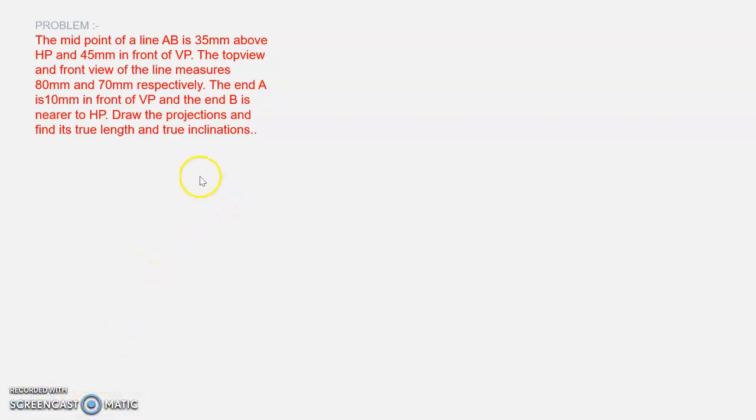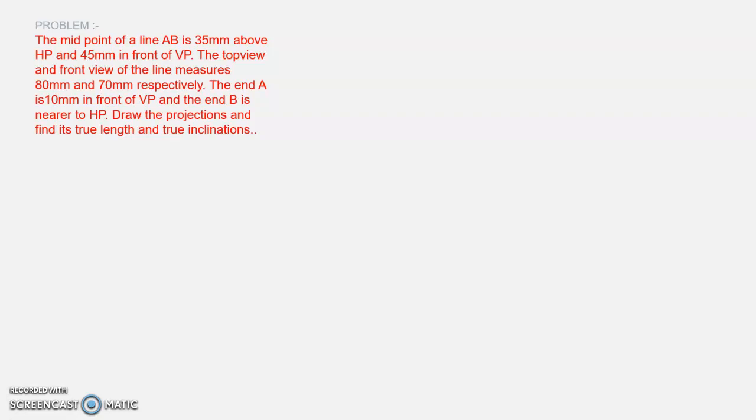We have come to the final and crucial problem, that is the midpoint problem. The midpoint of a line AB is 35 mm above and 45 mm in front. The top view and front view are given. Top view is 80 mm and front view is 70 mm. The other end is 10 mm in front.